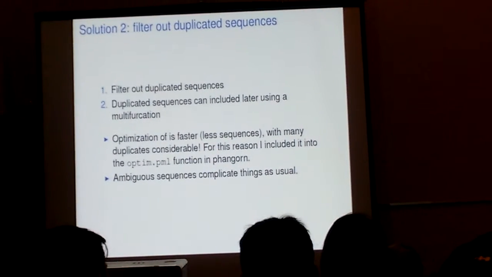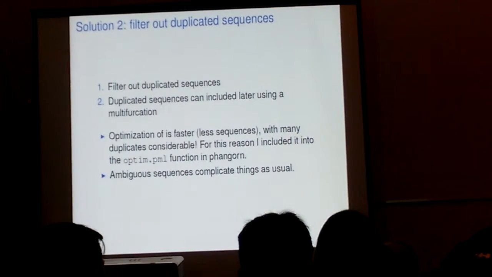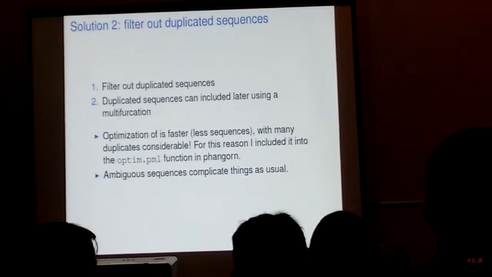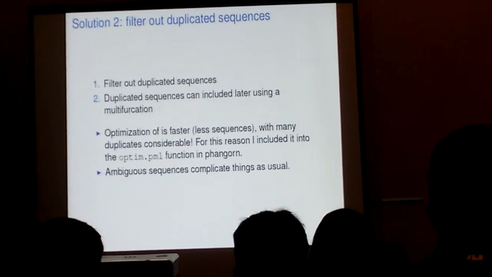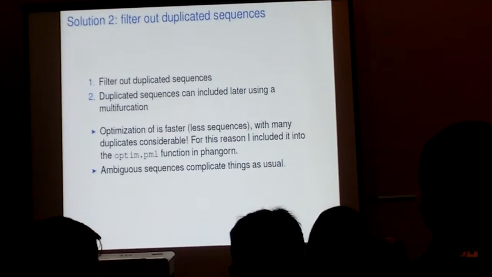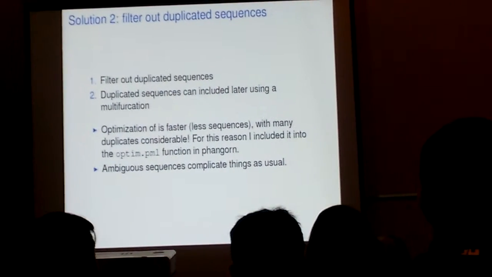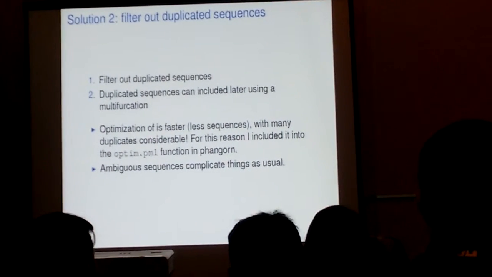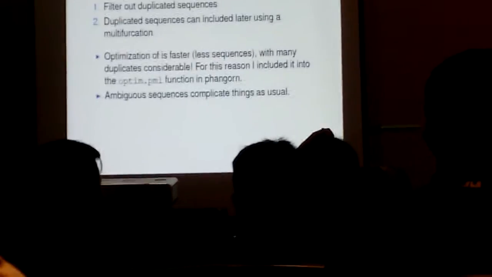So it has really been nice that it's faster. And then in the end, we know the distance between our duplicated sequences and the sequences they are duplicated from, because it's zero. So we can just add them as a multiplication, if you like, in our tree. I like this method mostly just because it speeds up my algorithm. So that's neat.